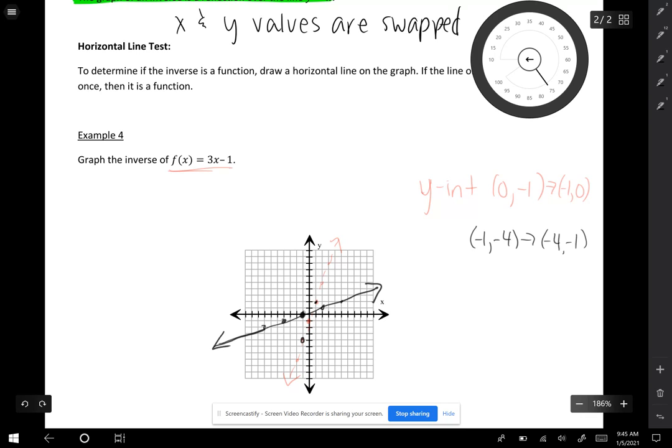So the black line is our inverse. And that's it. So you just go ahead and swap the x and y values for the function they give you, and that'll be the inverse graph.